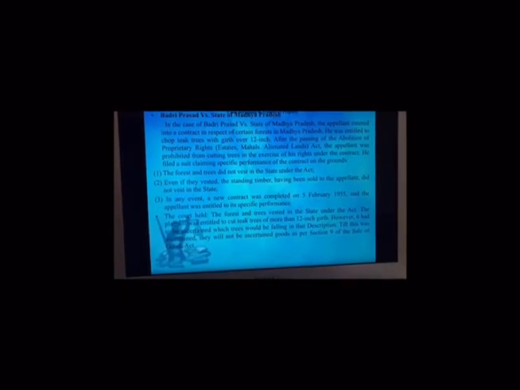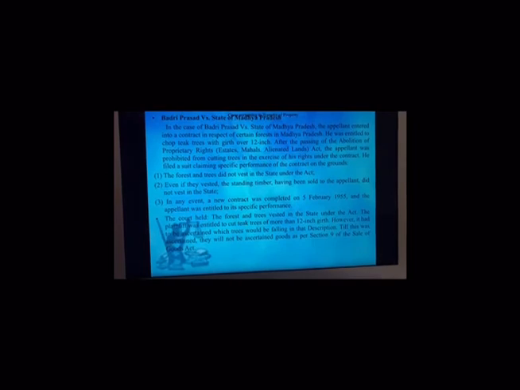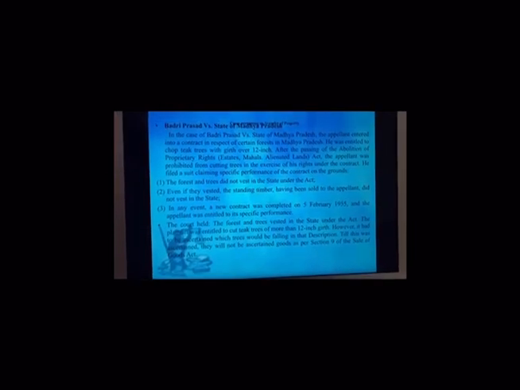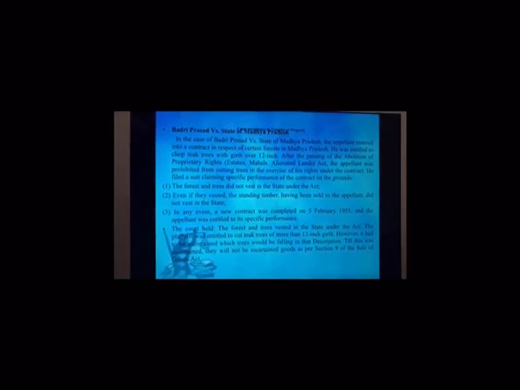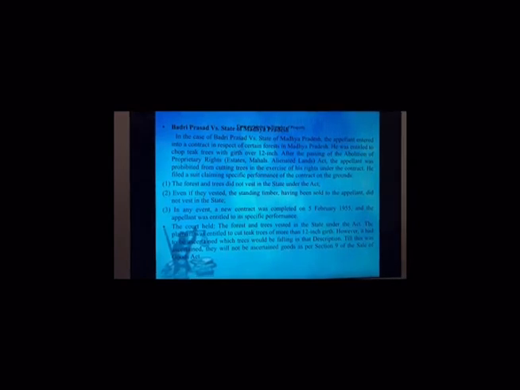Case study. There is a case study under the title of Badri Prasad versus the State of Madhya Pradesh. In this case, the appellant entered into a contract in respect of certain forests in Madhya Pradesh. He was entitled to cut teak trees with girth over 12 inches. After the passing of the Abolition of Proprietary Rights Act, the appellant was prohibited from cutting the trees in the exercise of his right under the Act.